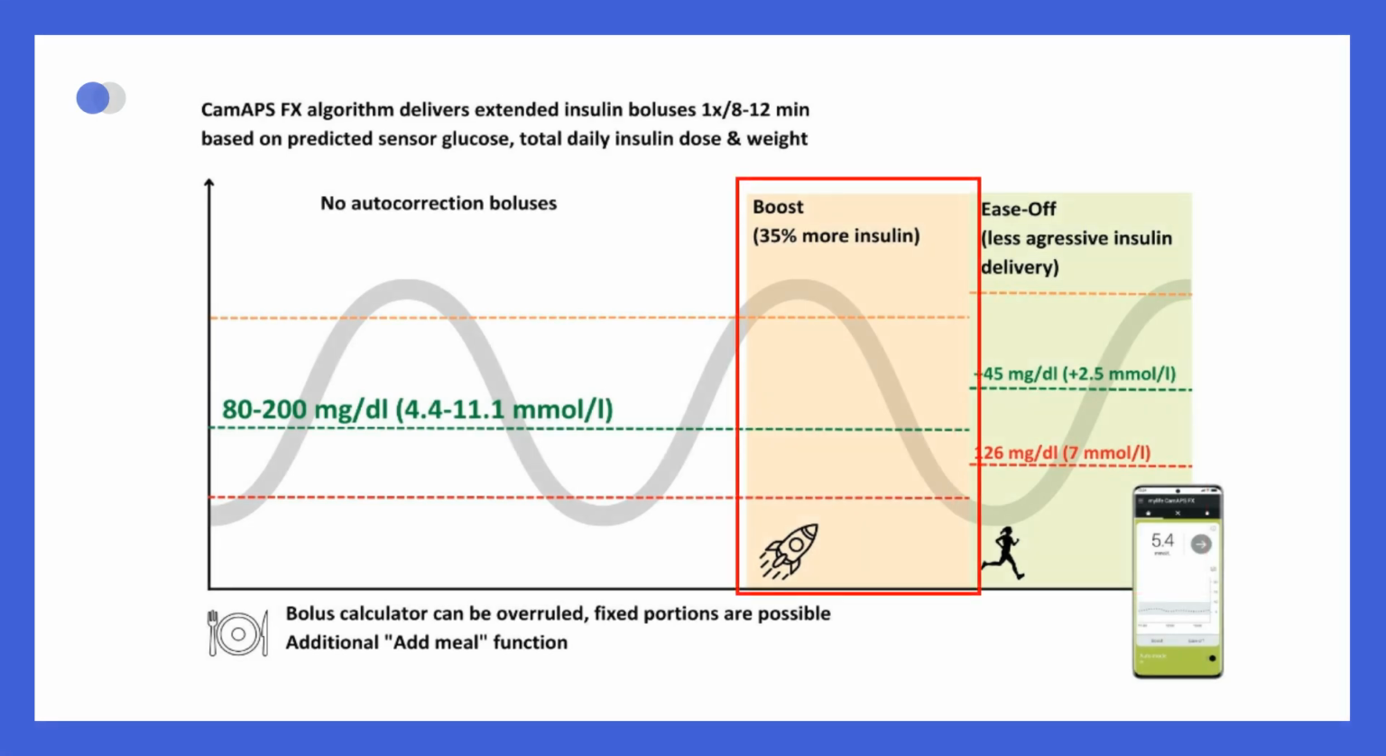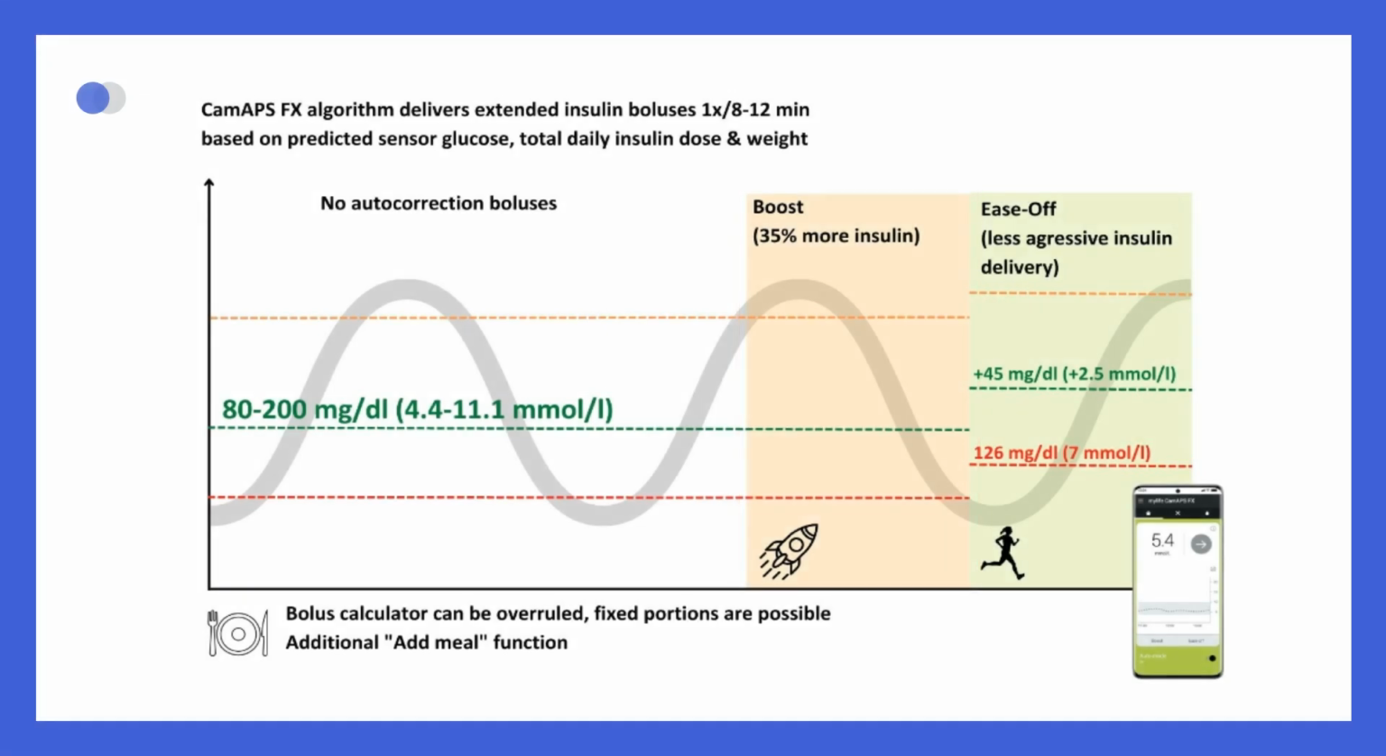Boost. The boost function provides a temporary increase in insulin delivery when glycemia exceeds the target value. It can be adjusted for a duration of up to 13 hours. Insulin delivery is enhanced by 35%, but this is only when glycemia is higher than the target value.